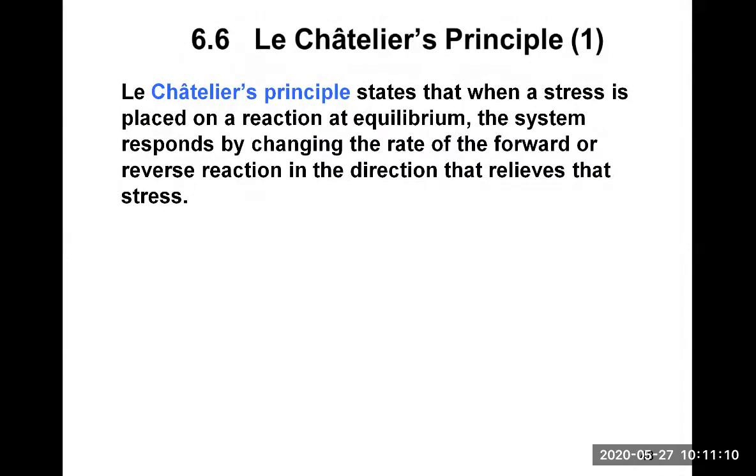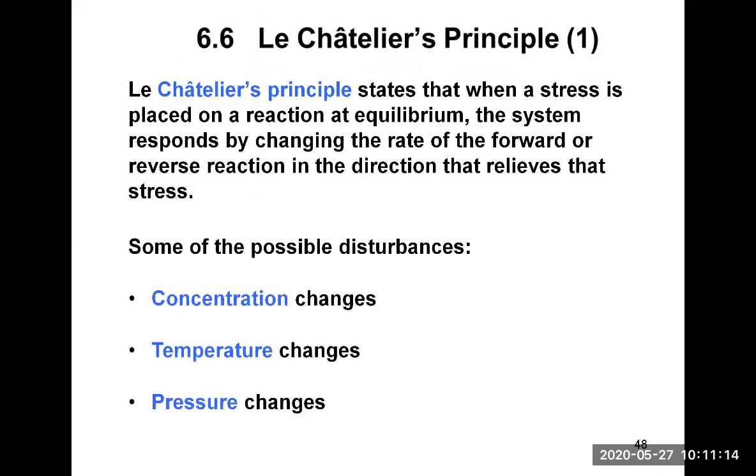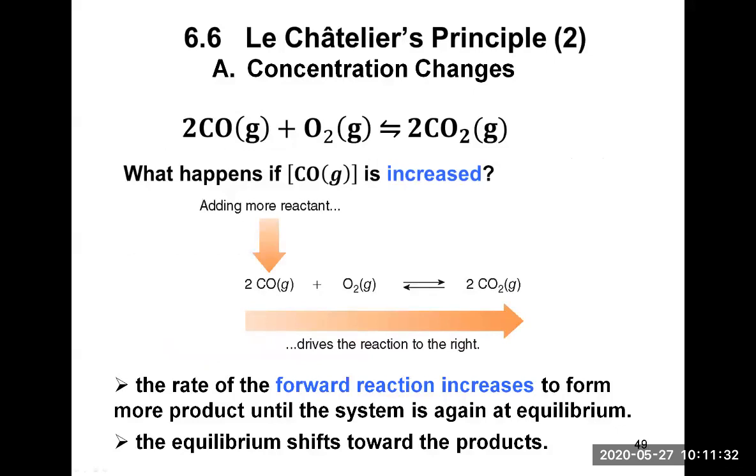So there are different possible disturbances that can be looked at. First, the concentration changes, temperature changes, and pressure changes. We'll go over concentration and temperature changes. So let's look at what this Le Chatelier principle means in practice. And let's start with concentration changes.